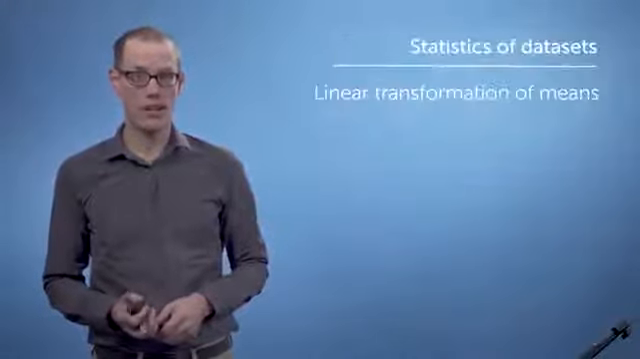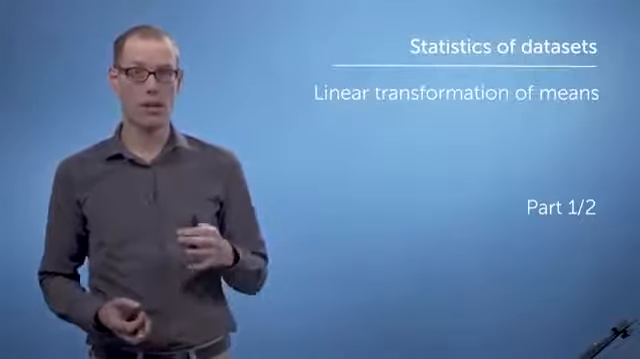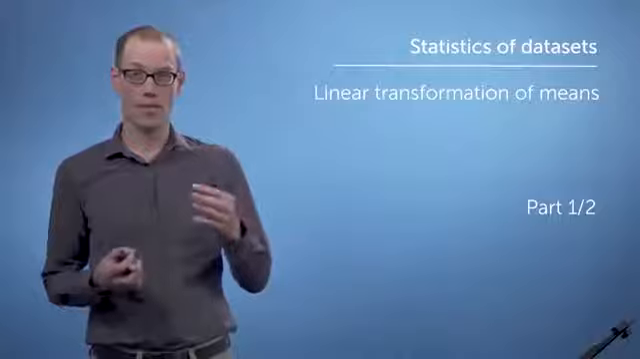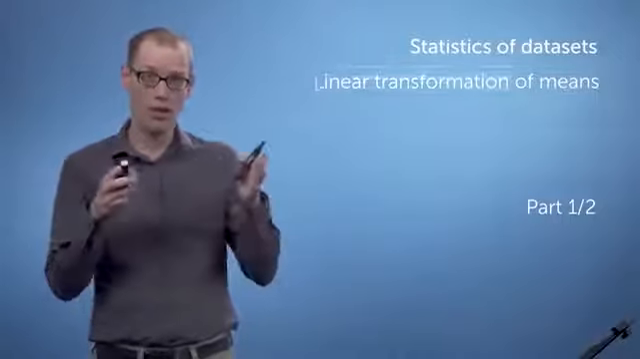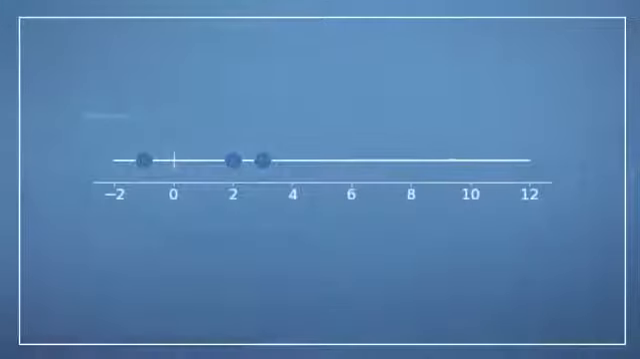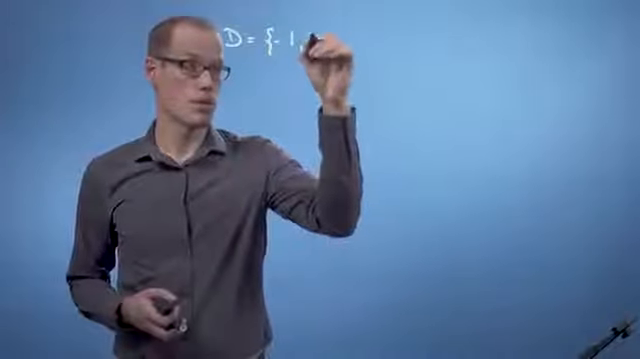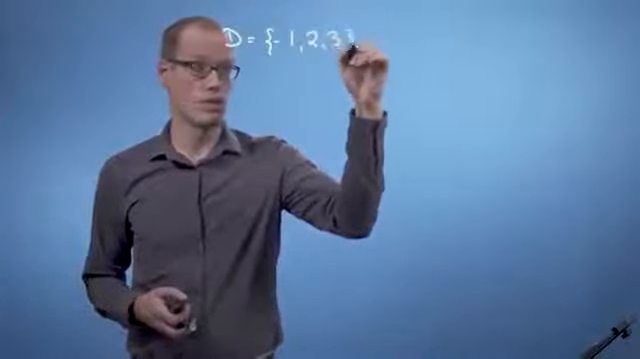So previously we looked at means and variances to describe statistical properties of data sets. In this video we'll discuss what happens to means and variances when we linear transform the data set. That means we shift it around or stretch it. So let's look at a data set D, which is given by these blue dots over here. So we have a data set D, which is -1, 2, and 3.